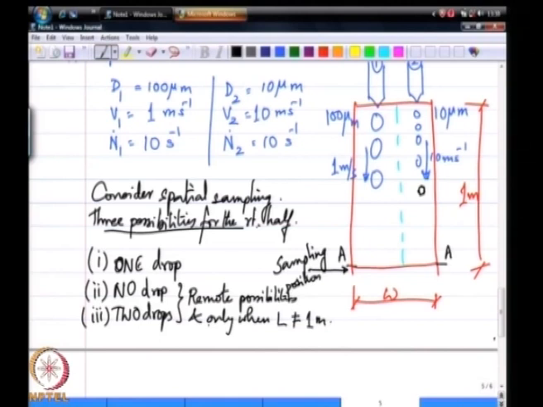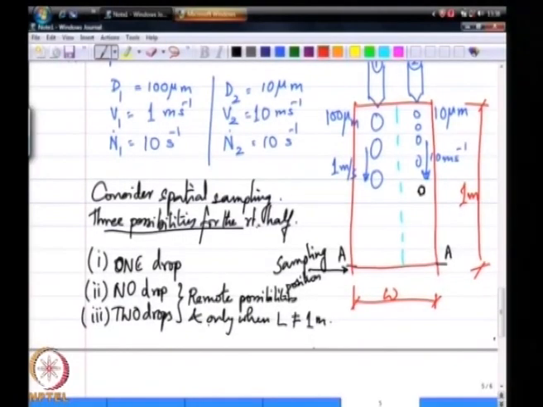Okay, if L equals 1 meter, then if this is exactly mathematically correct, I will only see one drop. The drop has to exit before I see the other drop. So, really speaking, the only possibility we want to look at seriously is this one drop of 10 microns. That is the only possibility.